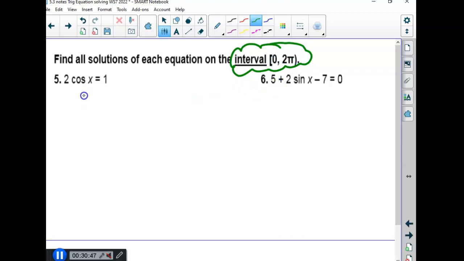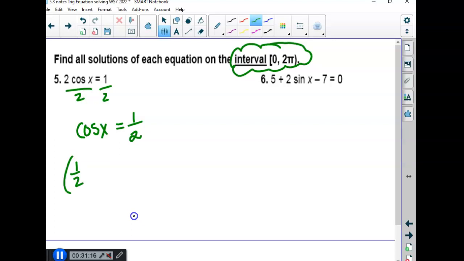All right, so what do we do first here? We could subtract the 1 over to the other side, but there's no squared or anything. We don't need to factor. We just need to isolate the function. Yeah, I would just divide by 2. So you're going to have the cosine of x is 1/2.